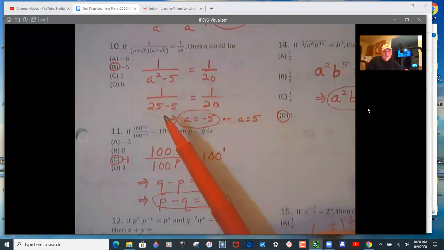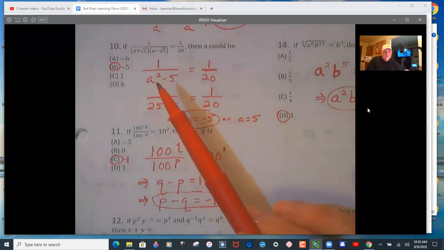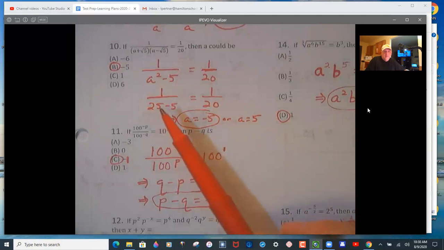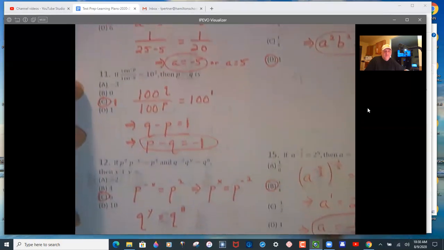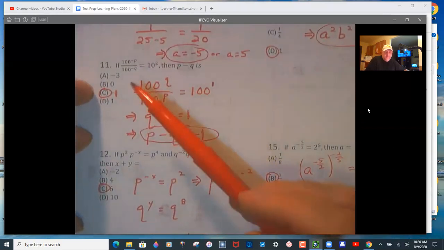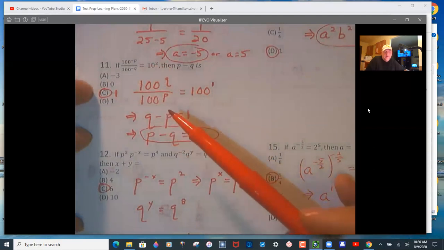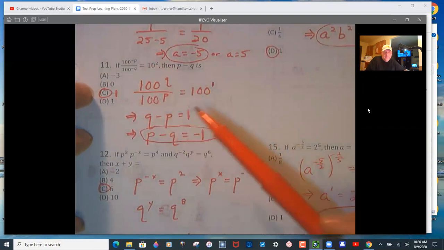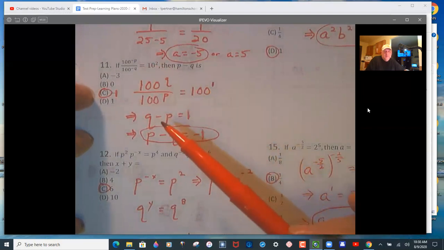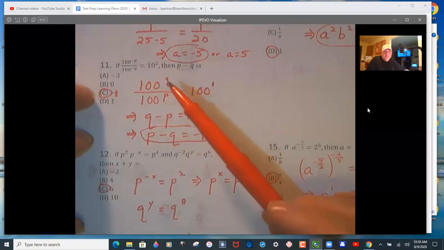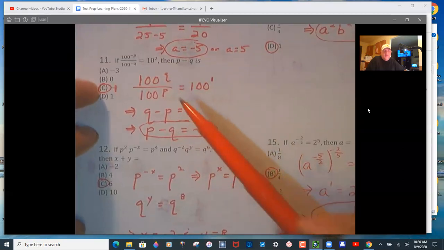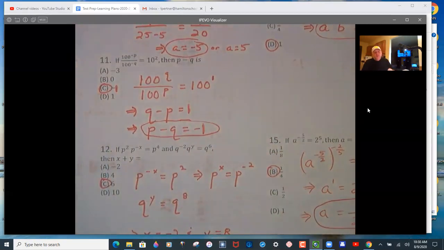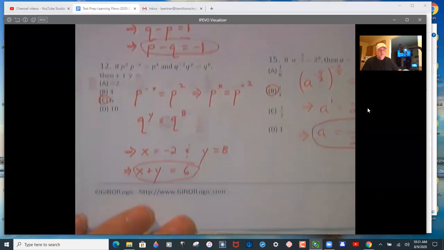So what makes this true? Negative 5 squared is 25 minus 5 is 20. 5 will not work. 5 will work, excuse me, but it's not an answer choice. Okay, so flip these around. 100 to the q divided by 100 to the p equals 100 to the first. So make everything a base of 100. So q minus p must be 1. If you know this, the only way to get this is that q minus p, the difference in these exponents must be 1. Therefore, p minus q must be a negative 1 when you work it through.